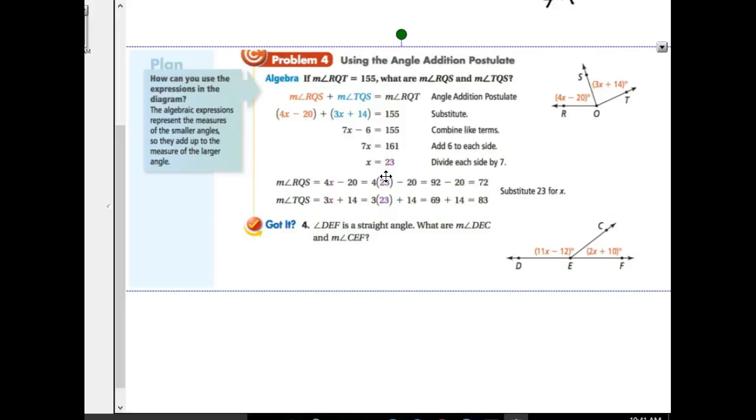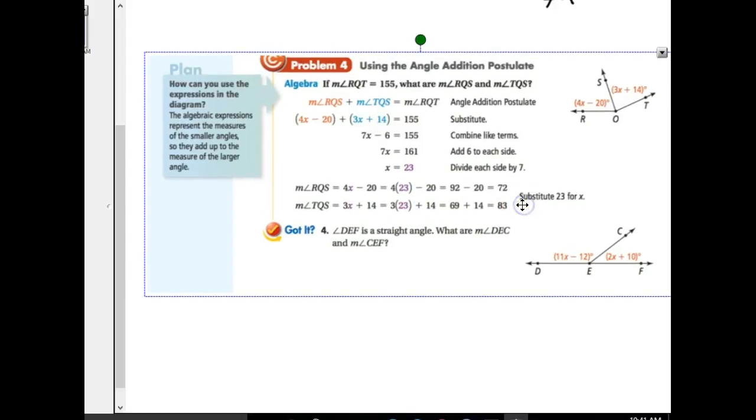And 4 times 23, of course, becomes 92. If we subtract the 20 here, like you see right here, you end up with 72. So apparently, angle RQS is going to be 72 degrees. Likewise, measure of angle TQS, which is the 3x plus 14. Again, if I substitute in the 23 into the x right there, they've done it in purple so you could see that a little more clearly. 3 times 23 becomes 69, and then you're going to add 14, so that becomes 83. And again, the 83 and the 72 together should add up to equal 155, and it does.